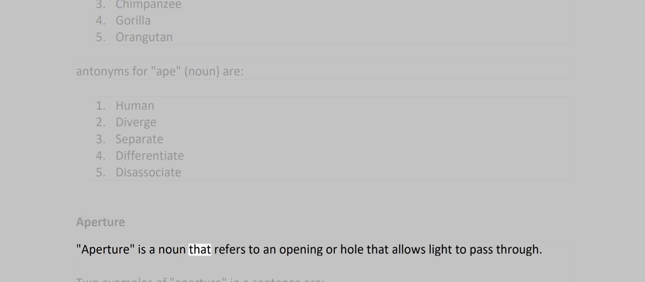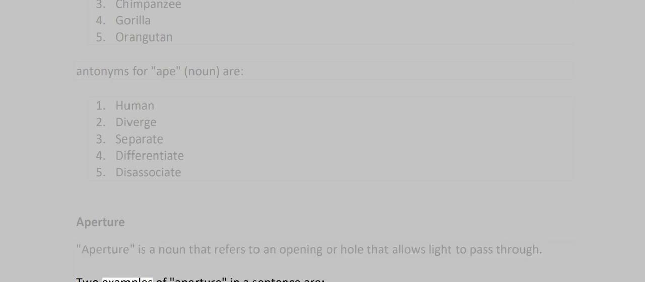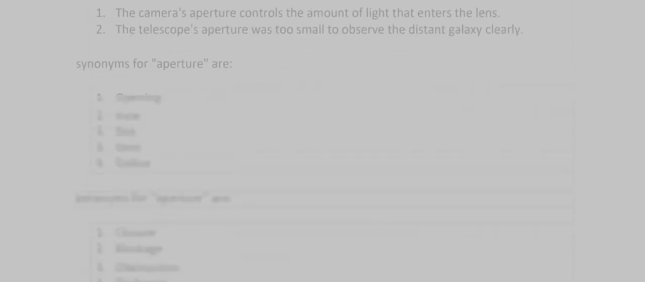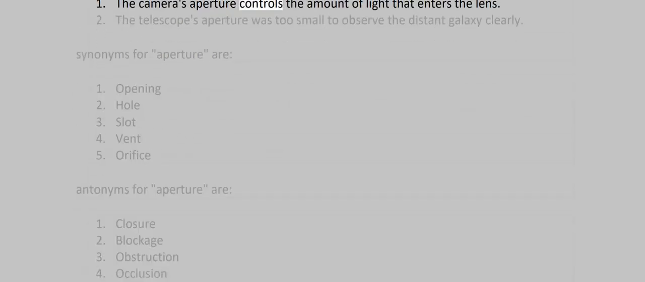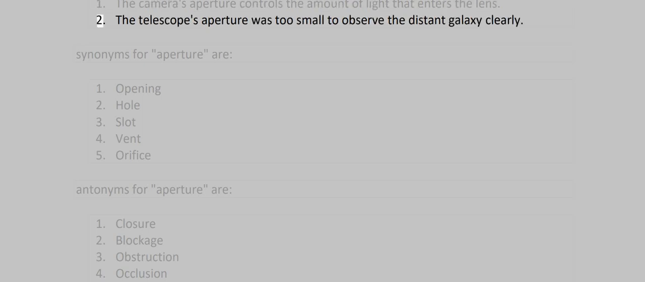Aperture. Aperture is a noun that refers to an opening or hole that allows light to pass through. Two examples of aperture in a sentence are: 1. The camera's aperture controls the amount of light that enters the lens. 2. The telescope's aperture was too small to observe the distant galaxy clearly.